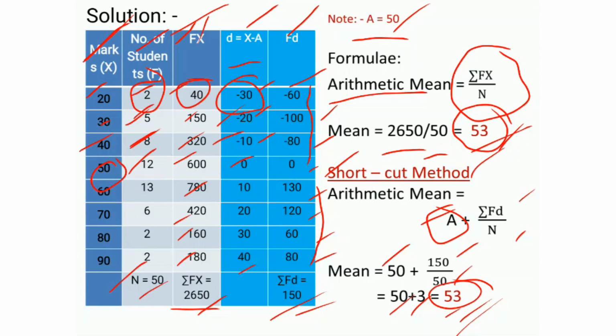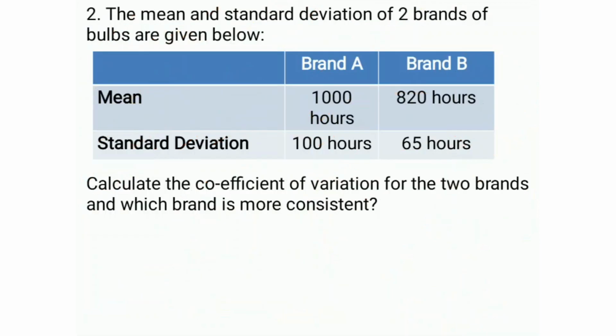So there are two different methods you can apply. Any one method is enough to solve in the examination. I hope you understood this question. So let us go with the next one. The second question is, find the mean and standard deviation of two brands of bulbs given below.